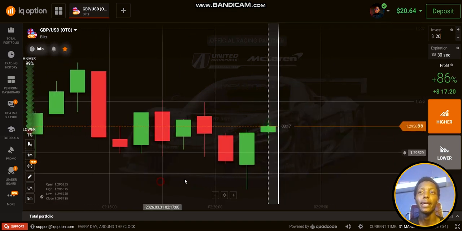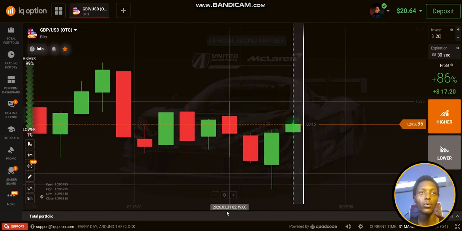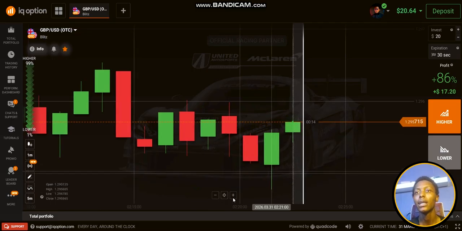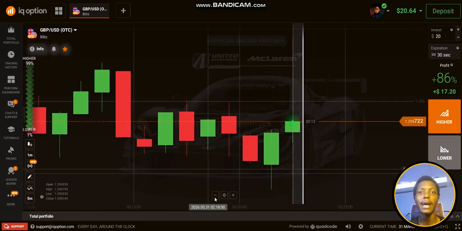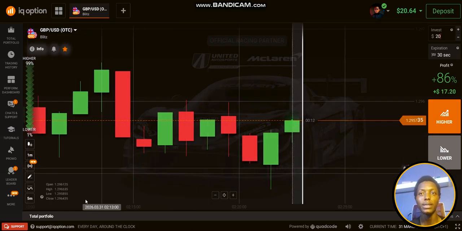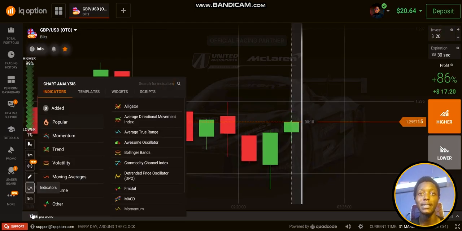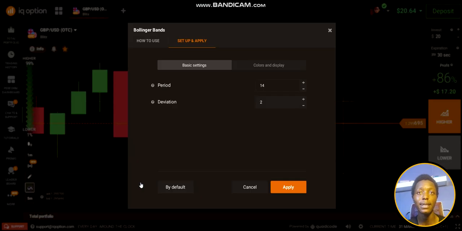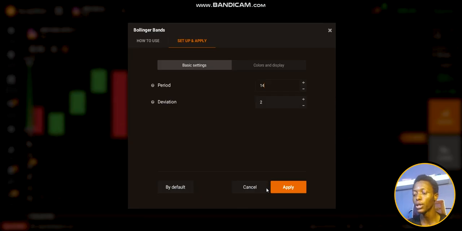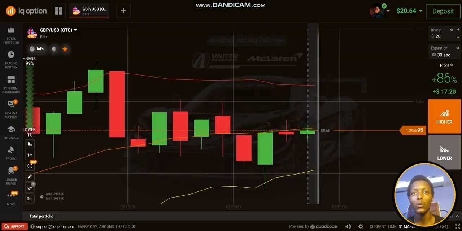So now we have a 1 minute candlestick, and what this means is every 1 minute we will have a new candlestick. So the next thing we're going to do is select our indicators. You're going to go to the indicator section. The first indicator is Bollinger bands. Change the period to 20, click apply.